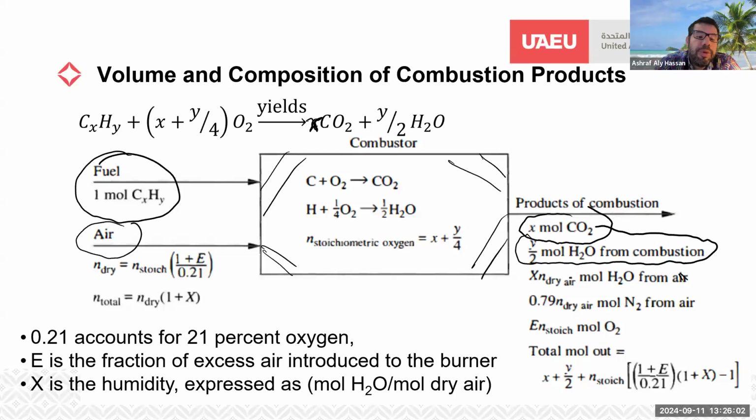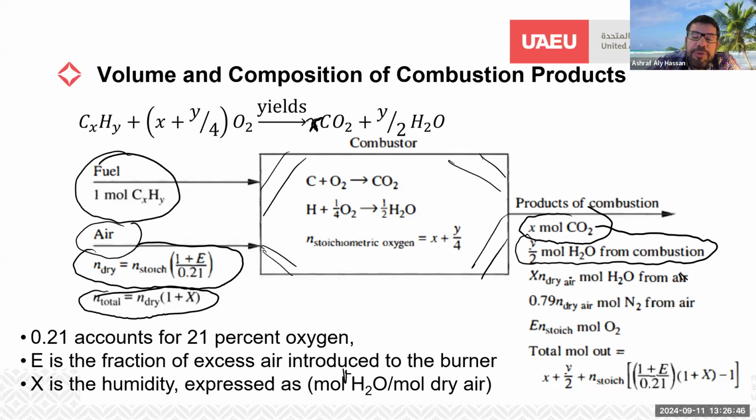So N total is equal to N dry times (1 plus X), where X is the humidity expressed as mole of H2O per mole of dry air. On the other hand, N dry is equal to N stoichiometry times (1 plus E) over 0.21, where E is the fraction of excess air introduced to the burner. And excess air is important because if we don't have excess air, we'll be operating at limited oxygen under the optimum. So we usually add a little bit more air also for losses. So we have an E.